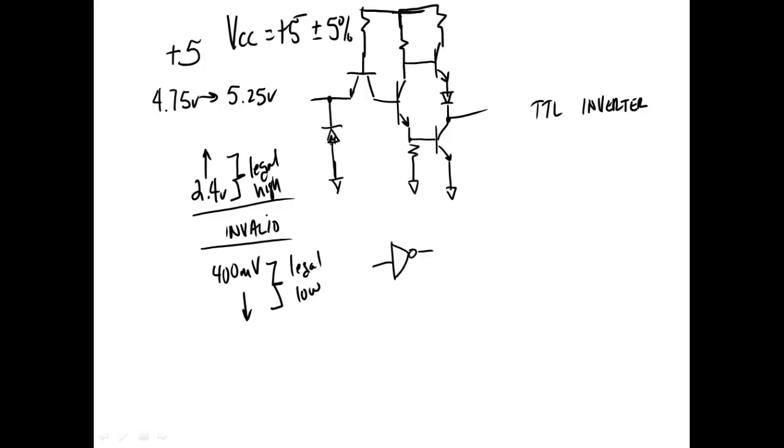So anything below 400 millivolts in TTL is considered to be a legal what? Low. Anything above 2.4 volts is considered to be a legal high. If I get into a circuit and it doesn't have those ranges for lows and highs, then I would start trying to figure out, you know, it might work now, but it might not work tomorrow. It might work in the summertime, but it might not work in the wintertime.